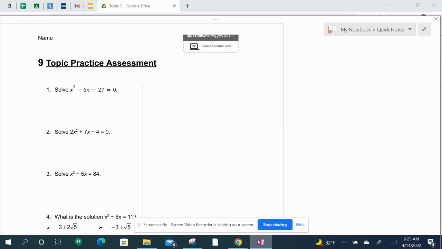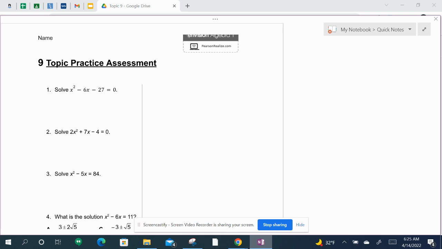Welcome to our practice test on Chapter 9, Solving Quadratic Equations. Guys, so many of these problems can be done in multiple ways. I'm going to choose the way that I think is the fastest or the most effective way, but I will mention the other ways that could be solved.